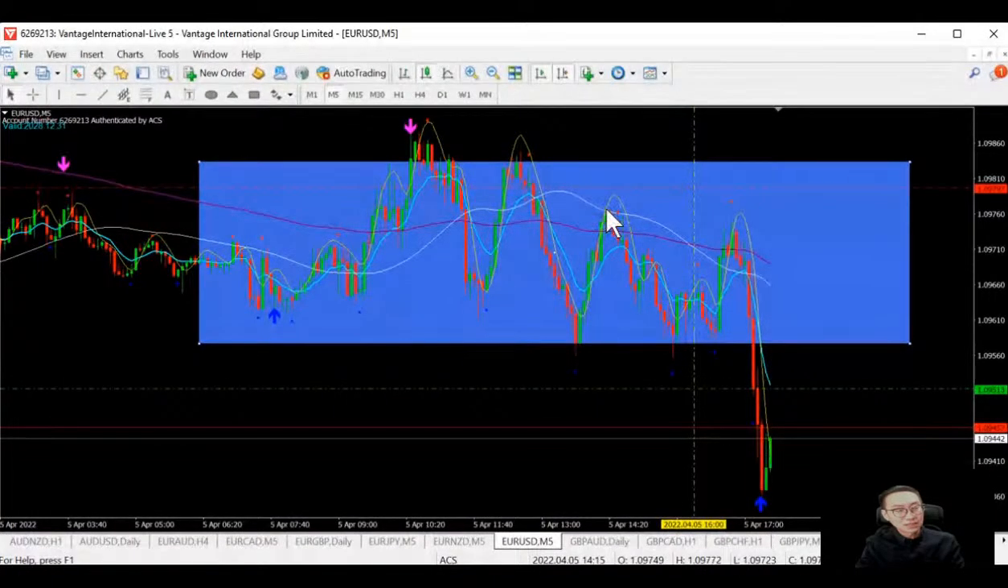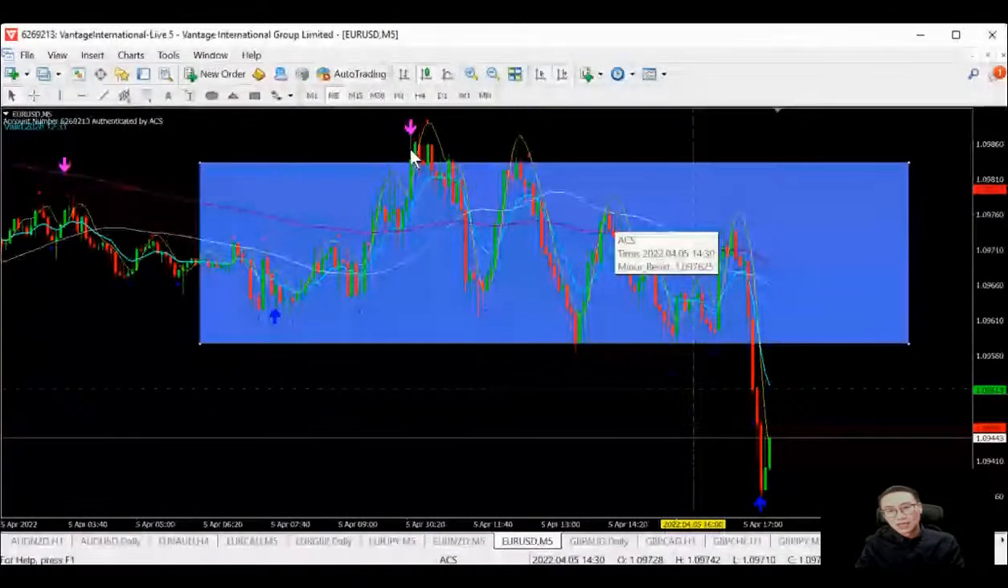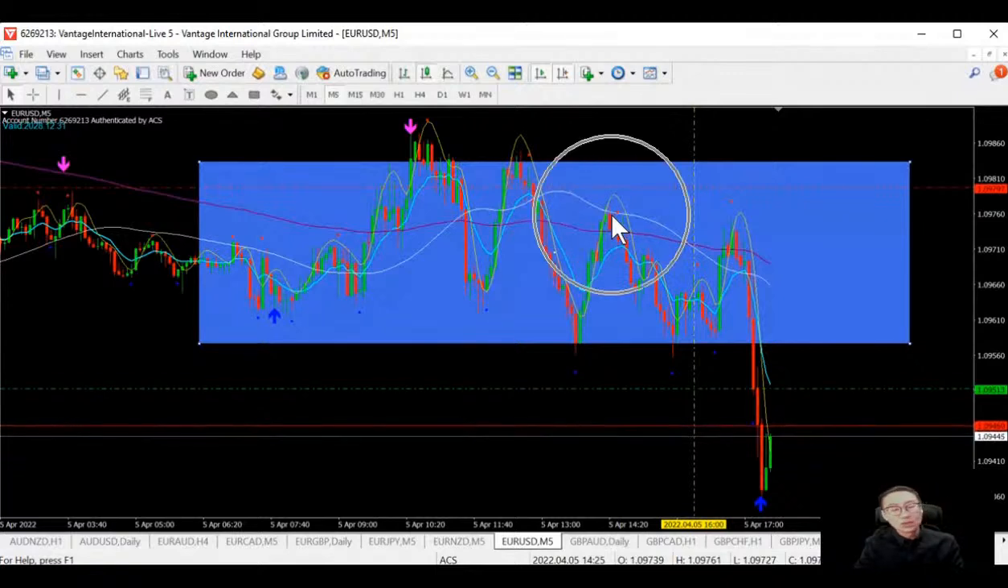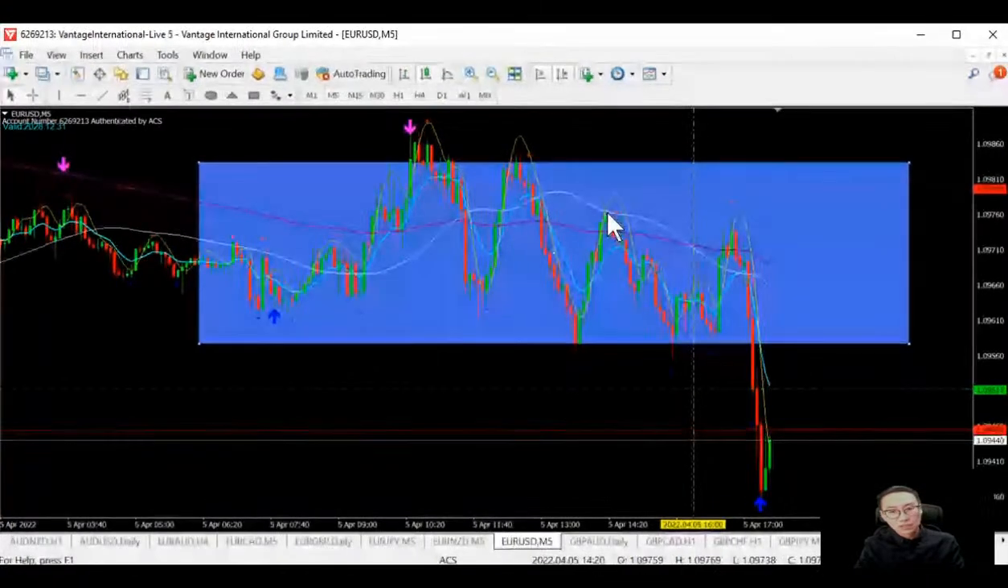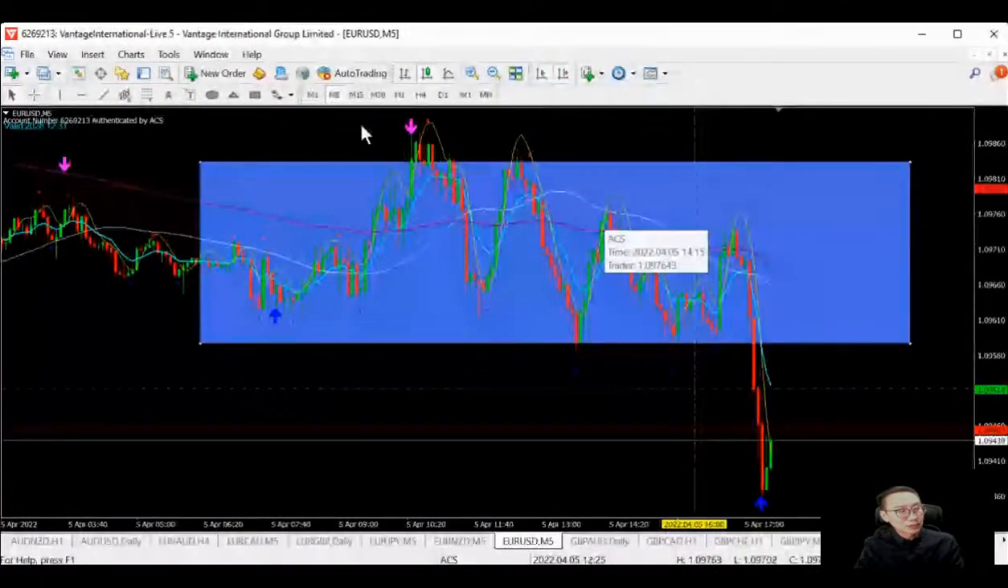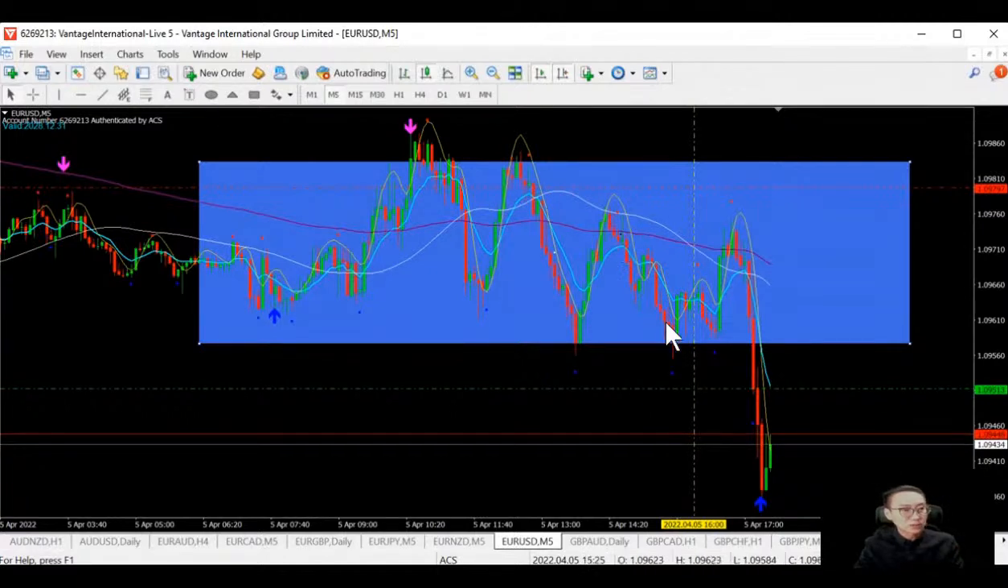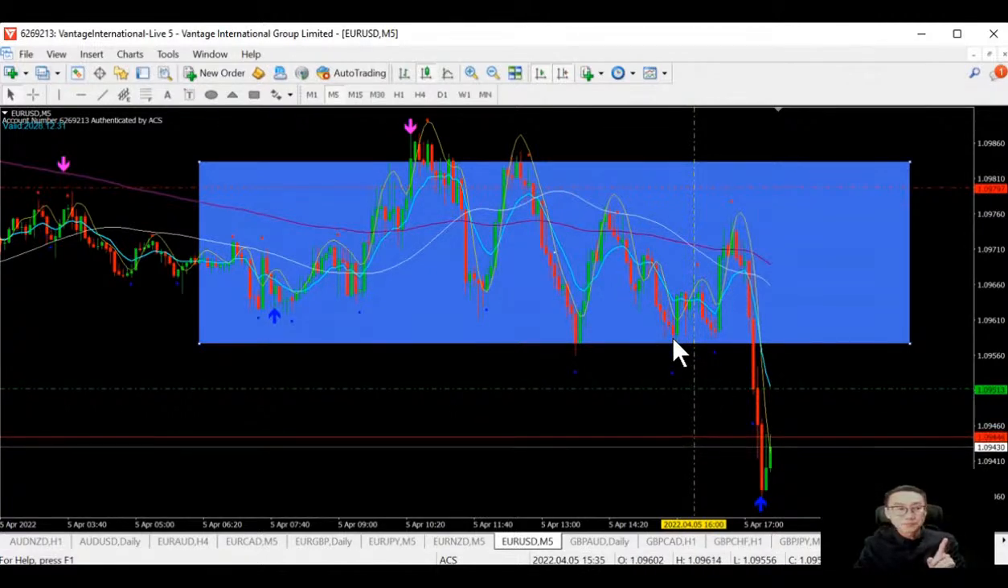So what do you call this? A higher low or lower high? This is called a lower high here, which means a lower resistance. This is a lower high compared to this wave. Lower high going back to the same support. Now when it goes back to the same support, it's a good sign. Usually to me it's a good sign.